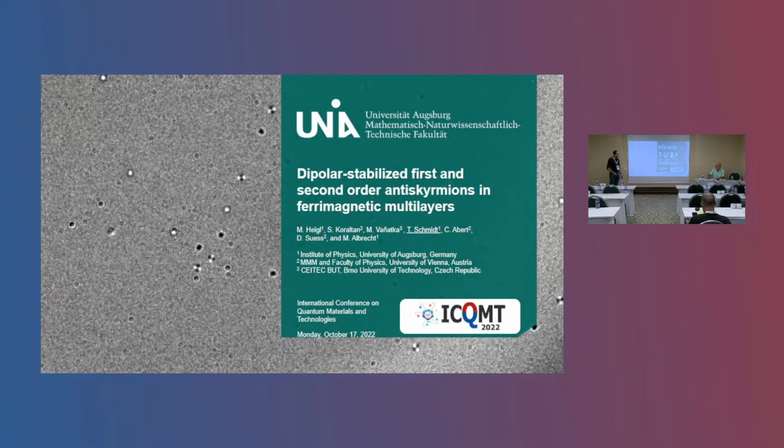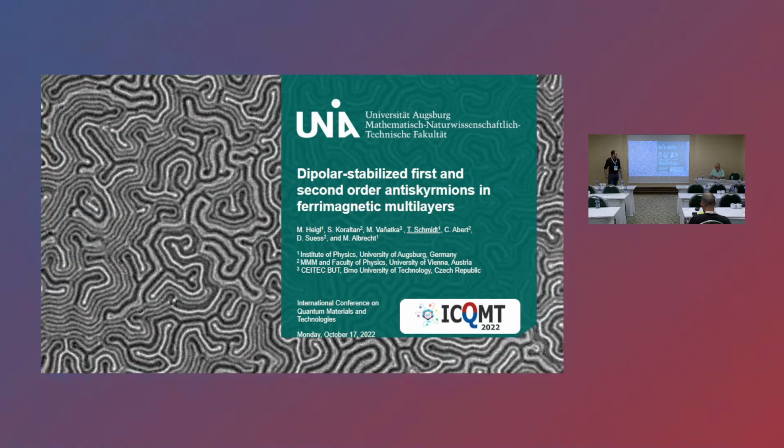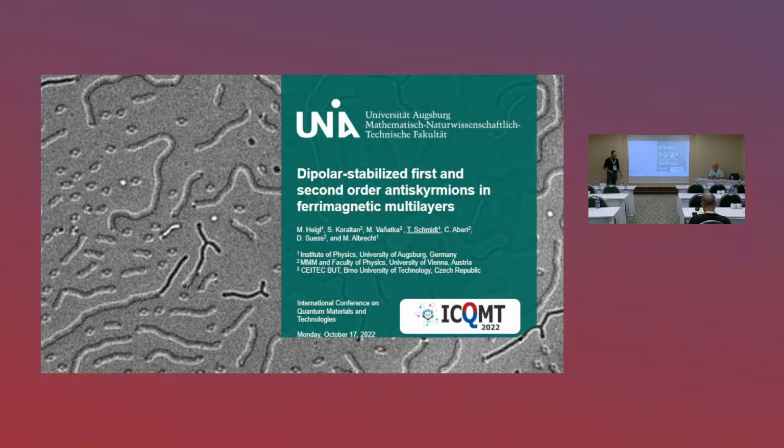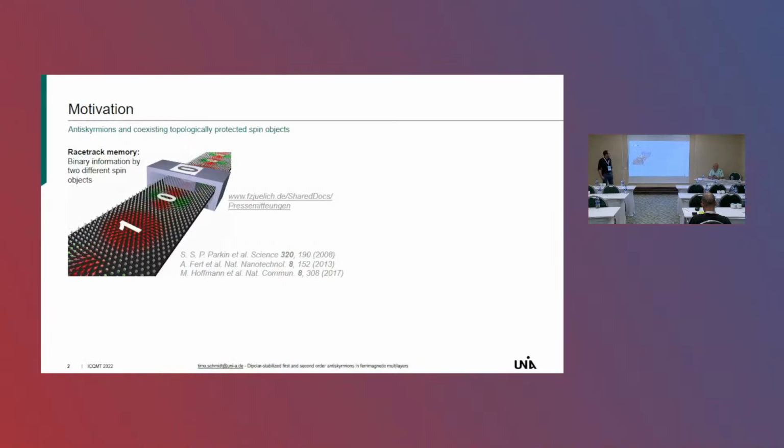I'm glad being here. And the topic today will be dipolar stabilized first and second order anti-skyrmions in ferromagnetic multilayers. So let's get on with the motivation. The motivation for everything skyrmion based is basically, since 2008 or 2009, the racetrack memory. And you could imagine that if you had a material where you could stabilize skyrmions, you could build a racetrack memory where, if a skyrmion gets by the detection, it means a 0, and if no skyrmion gets by the detector, that means a 1, or the other way around.